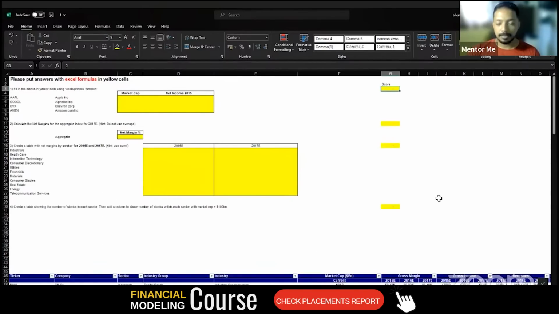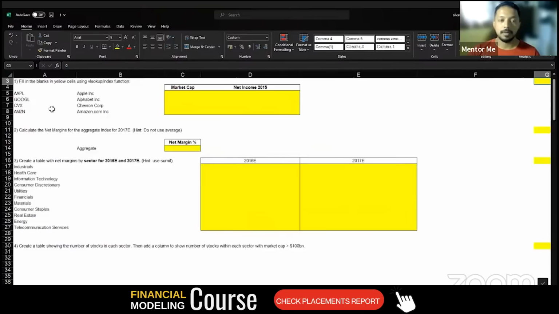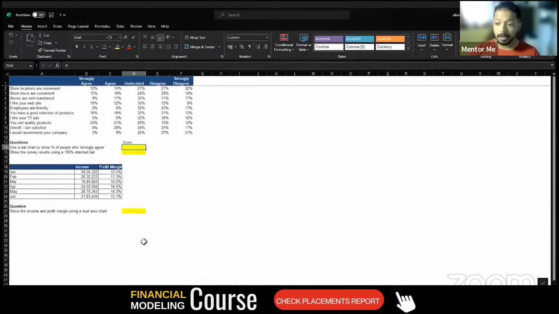Then again, that's what I said, VLOOKUP. There you go. These questions all have to be answered using VLOOKUP. Simple, right? And look at where the preparation is going in terms of Excel in the industry. People are teaching things which probably nobody will ever use.